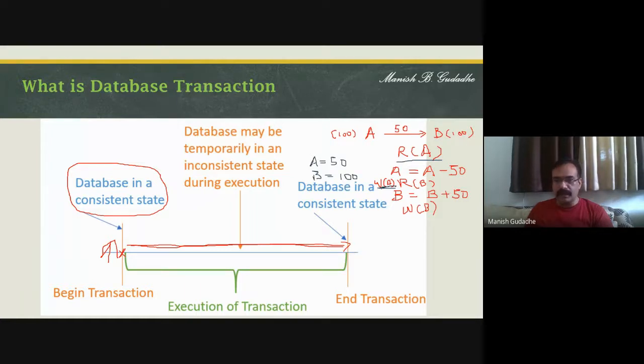At step number 3, that is write A, we have A is equal to 50 because 50 is already deducted, and B is equal to 100 because 50 is not yet added to B. And at this moment, something happens and the transaction goes off. The transaction gets aborted. The transaction gets cancelled. Okay, so 50 is already deducted from A. It is not yet added to B, and now the transaction is aborted because of some reason. And what will be happening?